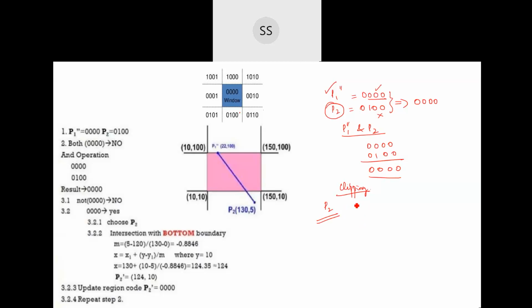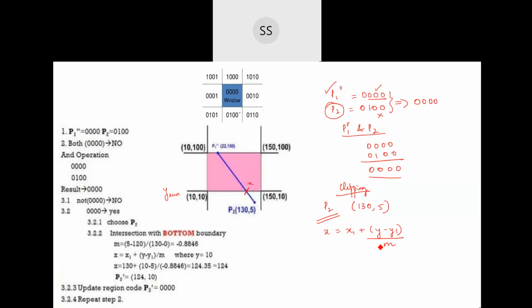So I have to find this intersection point. Boundary. This is the intersection point I have. It is a horizontal boundary which is going to have y min. It is going to have value y min. I already told you x is equal to x1 plus (y minus y1) divided by m. Okay, this is the formula.